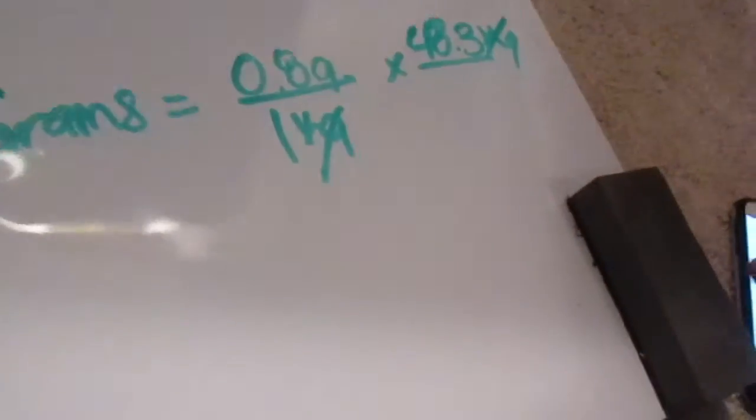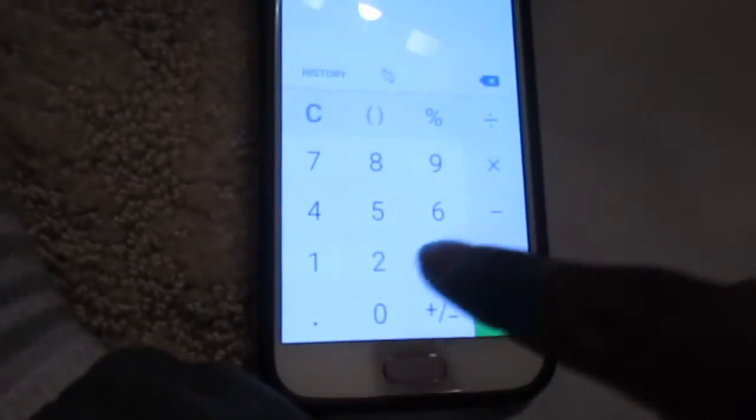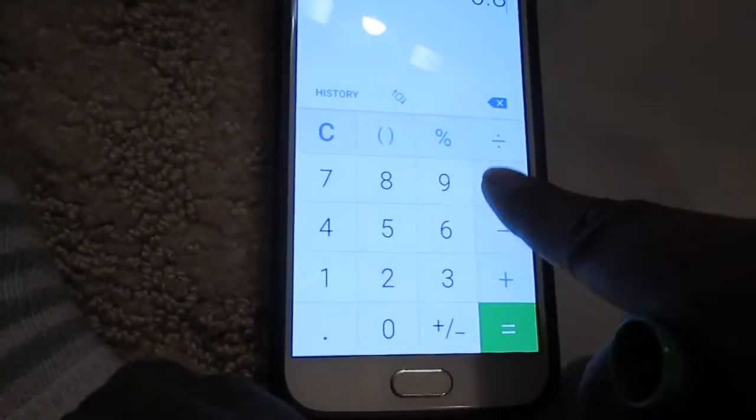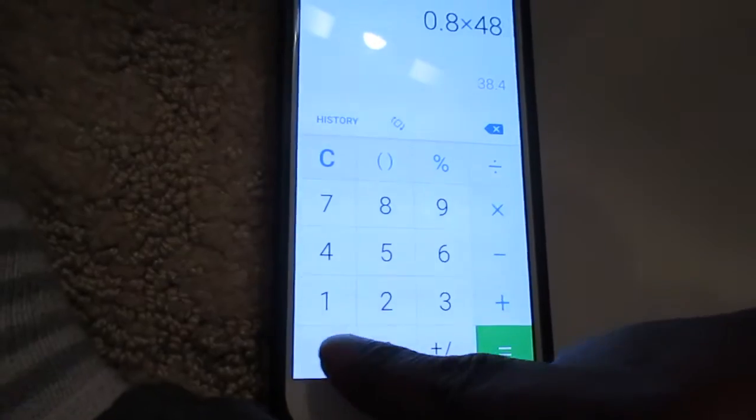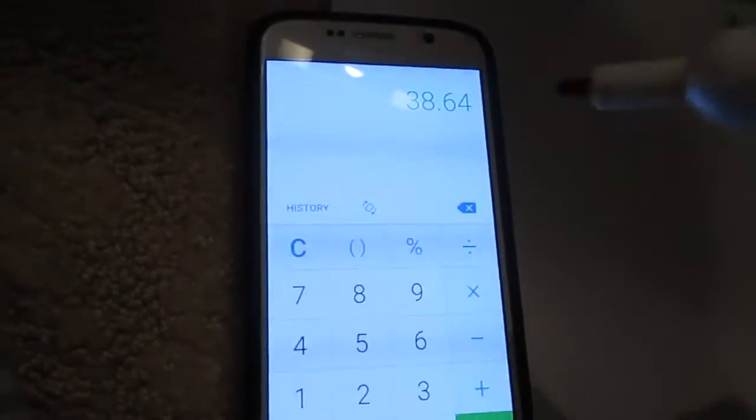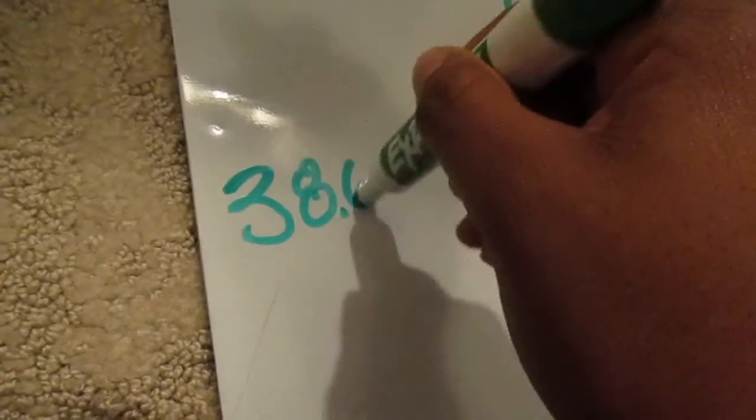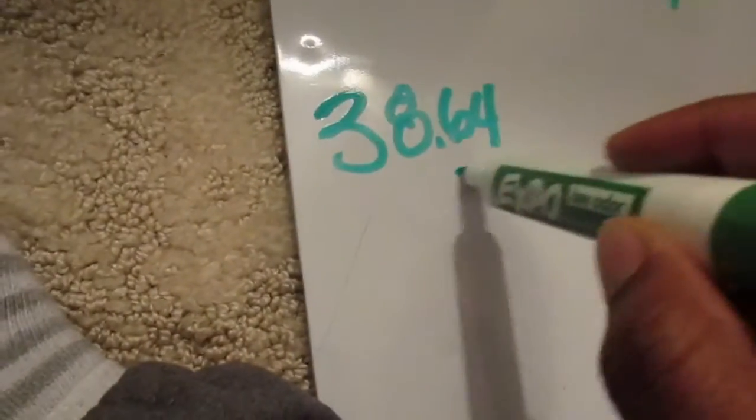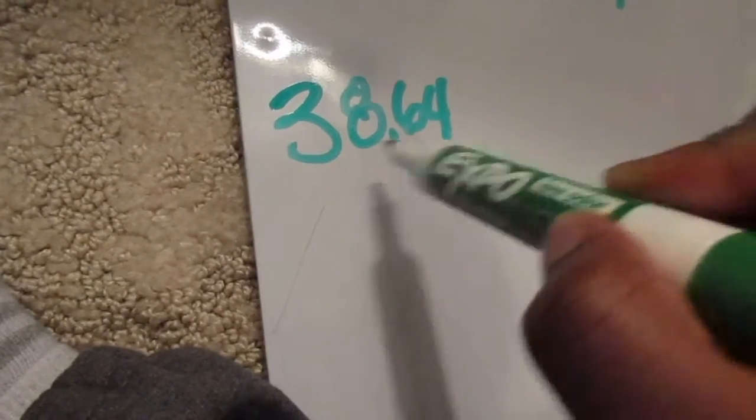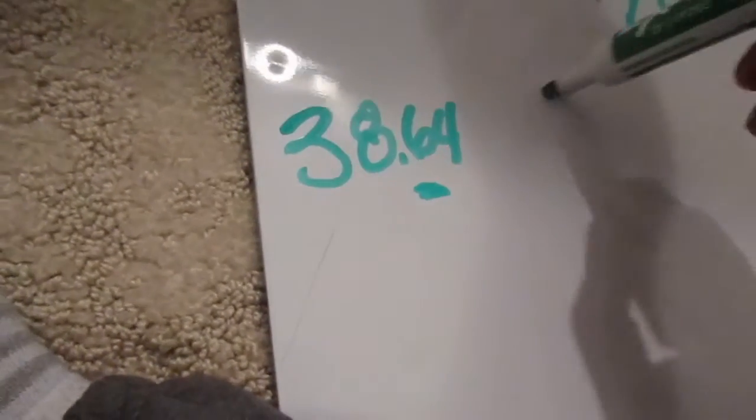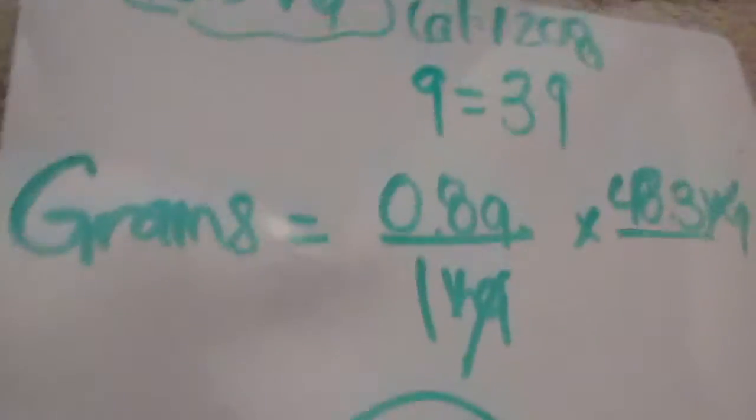And when you times 0.8 by 48.3, you get 38.64. Okay, so 38.64, and you round to the nearest whole number, so that's 5 or above, so we're going to give this a shove. So your answer is going to be 39 grams. Okay, so your grams is going to be 39, or your protein, whatever, and your calorie is 1208.